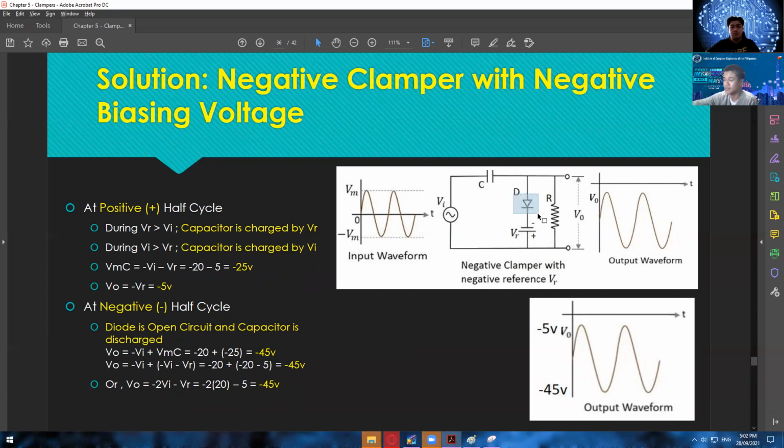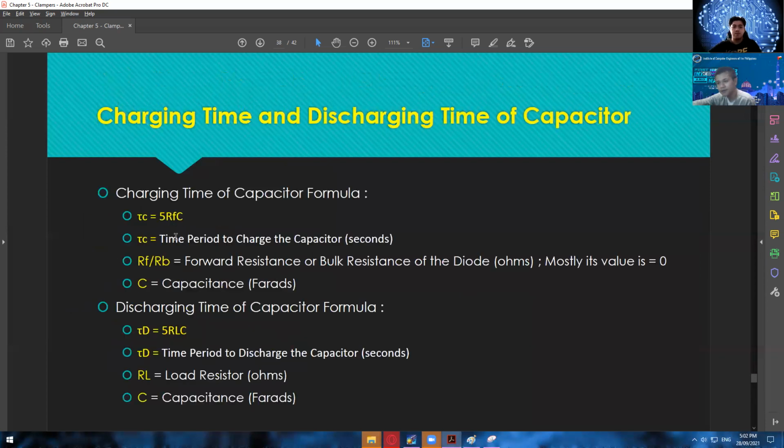Okay, so there will be a value of this diode, let's say voltage threshold, and then at the same time, there is now a forward resistance or a bulk resistance. Okay, so RF right here is the forward resistance, and then C is for the capacitance. Okay, so this TC right here is the time period to charge the capacitor in seconds. Okay, and then for the discharging time, D for discharging and then T for time. So you can read that one as it is, discharging time is equal to 5 times RLC. Okay, R for the resistance, and then L, ito na naman tayo. Kala ko inductor to. Okay, so magkasama pala ulit to.